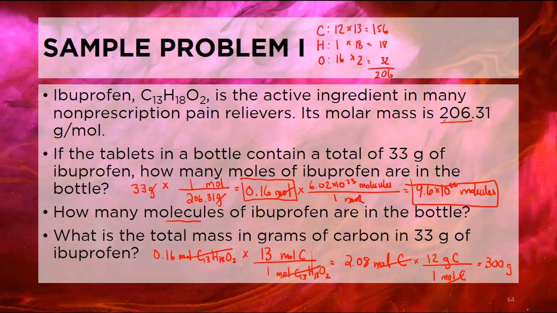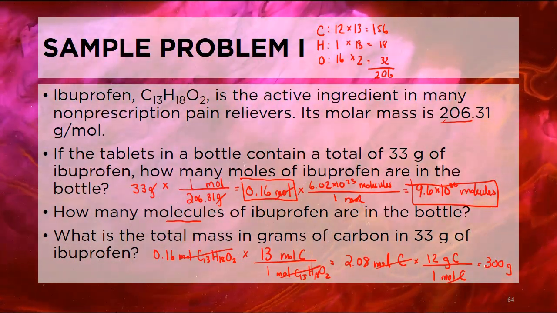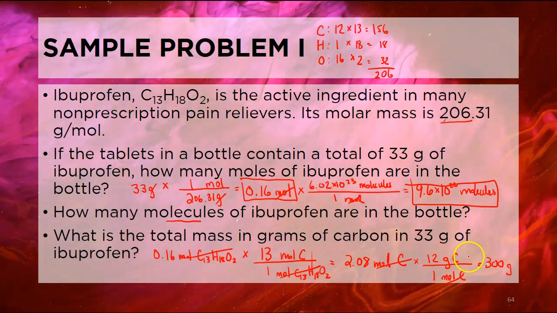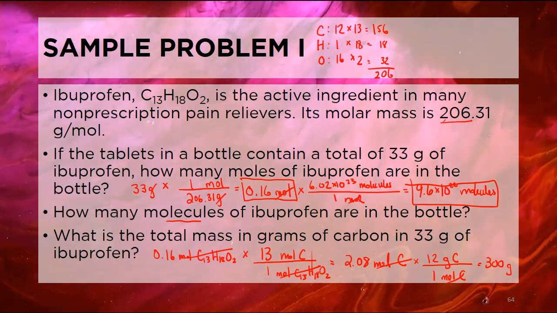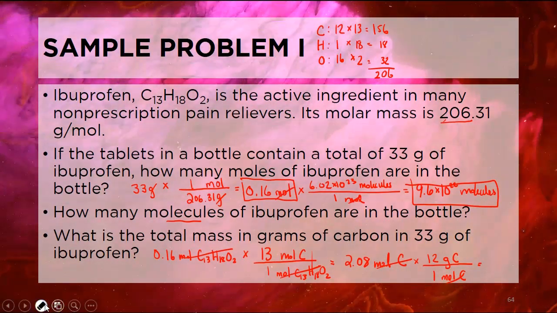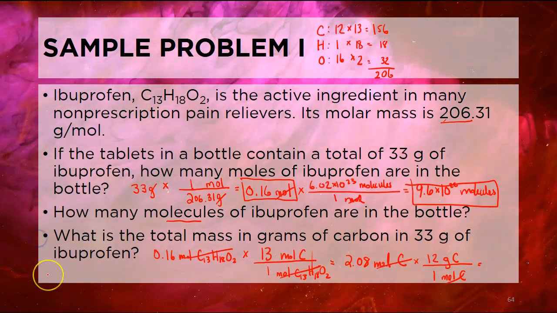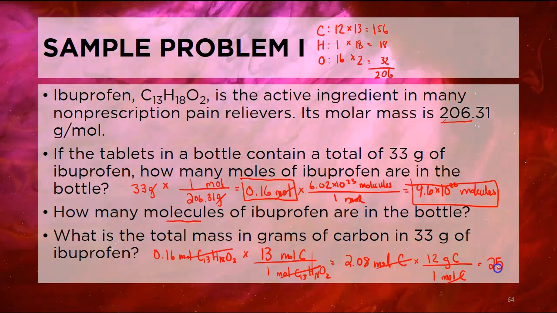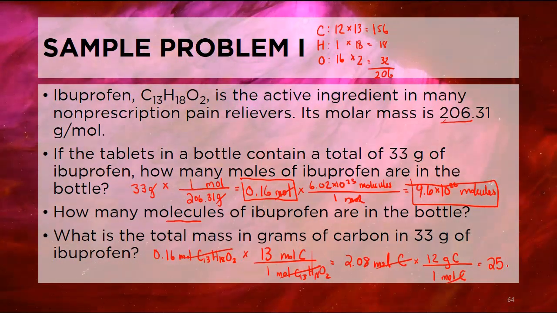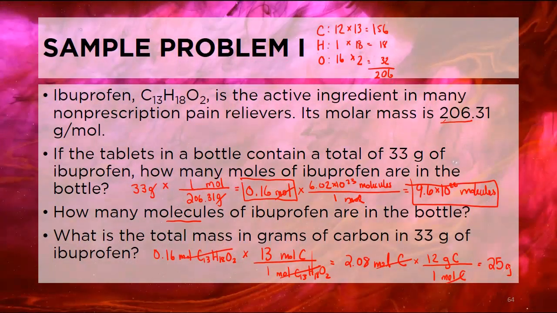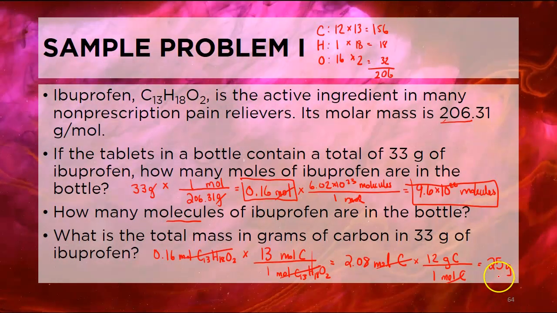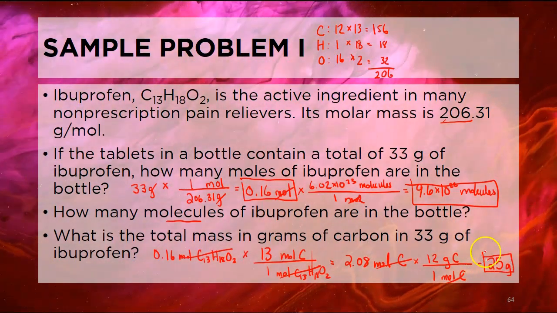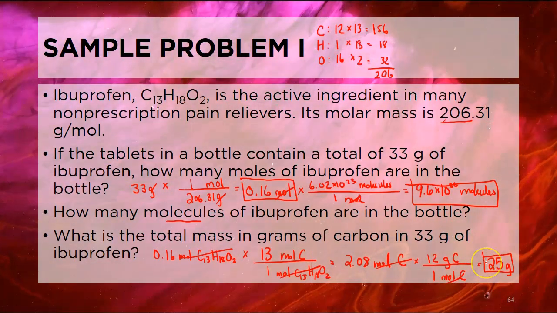That doesn't make any sense. Yeah, 300 is way too high. The actual answer is 24 or 25 if we round up grams, which is a fraction of the 33. I accidentally multiplied by 12 twice instead of once. So that's my answer for the mass of grams of carbon.